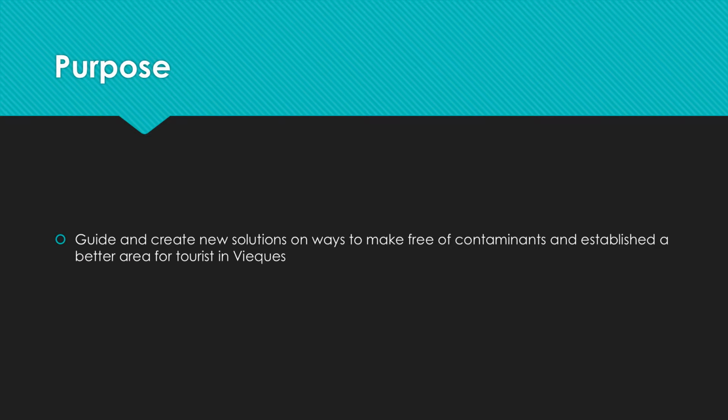Now, the purpose of this presentation is to guide the people and many Puerto Ricans to create new solutions and ways to make Vieques free of contaminants and establish a better area for tourists. We need to guide people and let them know that there are still contaminants in Vieques. In the early 2000s, there were always protests and many people were not happy with this occurrence in Vieques. Many people got arrested because of this. So we need to guide all Puerto Ricans and people to make this area better. It's not a very recommended area to live. It's very dangerous. We need to save Vieques.